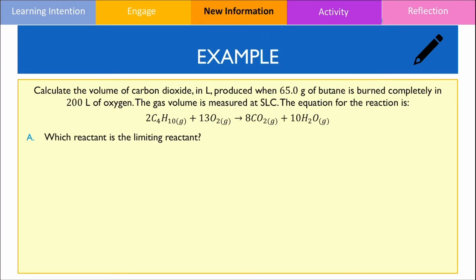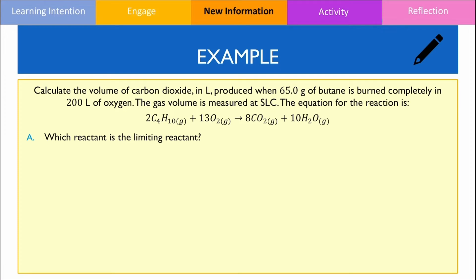In this question, we want to calculate the volume of carbon dioxide produced in liters when 65 grams of butane undergoes complete combustion in 200 liters of oxygen measured at standard laboratory conditions. The first part of this question wants us to identify which reactant is a limiting reactant. We begin by calculating the number of moles of each reactant.